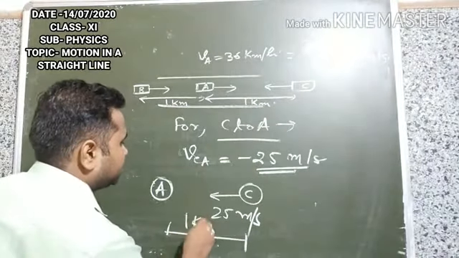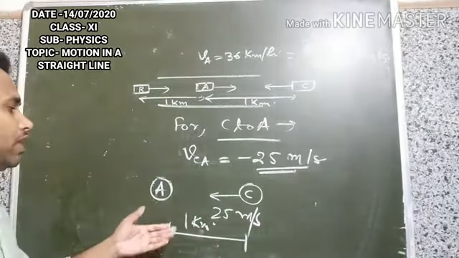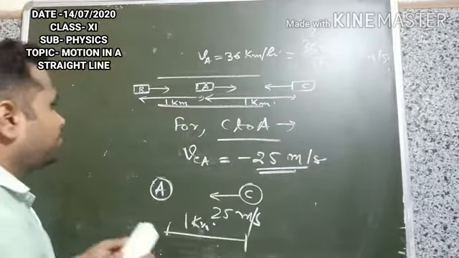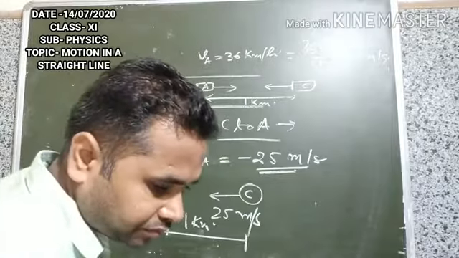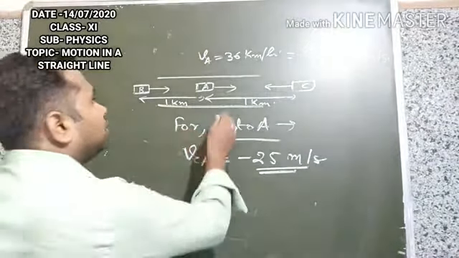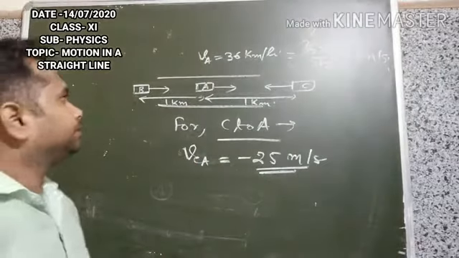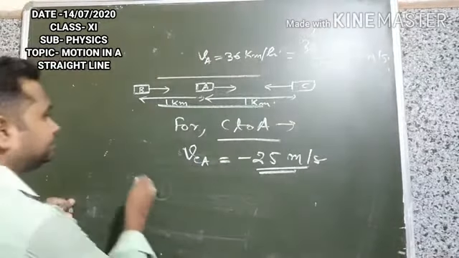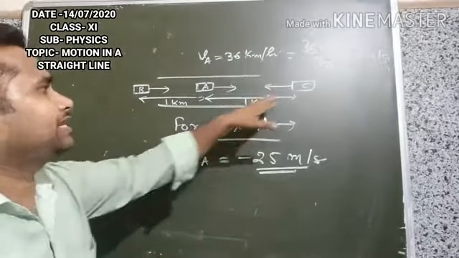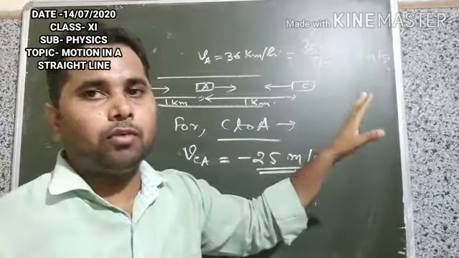It is 1 kilometer. So now you can calculate the time here. Let's see. So you can use the second equation of motion. Not second, because this is not the accelerated motion, this is the uniform motion.